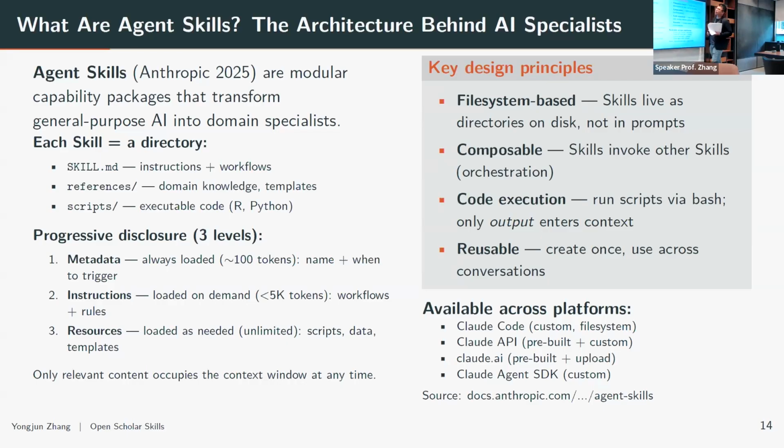One of the beauties of agent skills is progressive disclosure. It does not load all this material into your context. At startup, it only loads the metadata, like the skill name, and then it loads the instructions on demand. And if you need it, it will then load resources, like if you have some Python code.